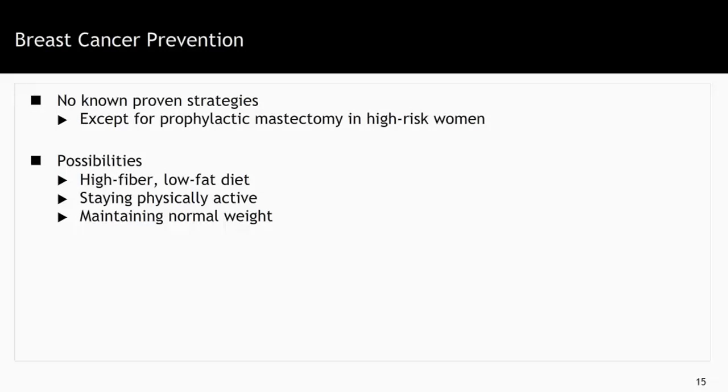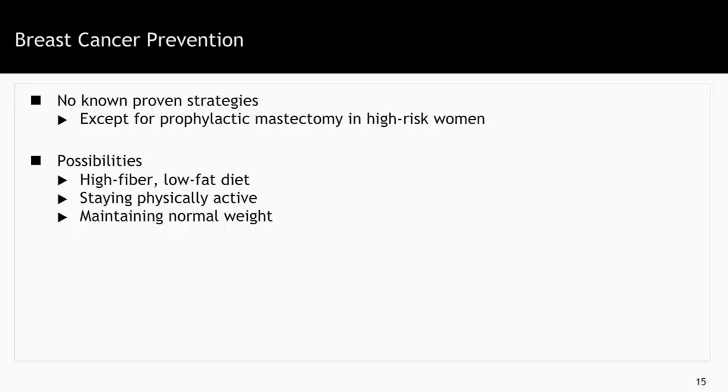Well, no, there are no known proven strategies except for prophylactic mastectomy in high-risk women. This can be performed in women who, for example, have family members who have had breast cancer and who are carriers of those genes, BRCA1 or 2, where it is thought that they have such a high risk of developing breast cancer in the future that the woman chooses to have her breast removed. This is not done commonly.